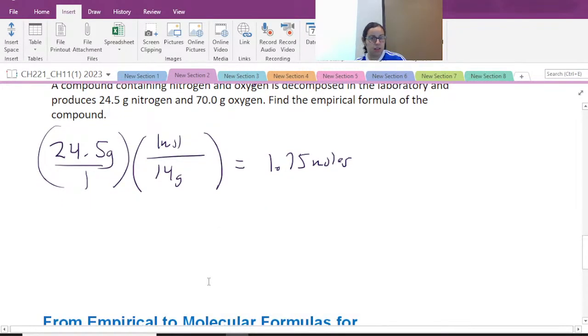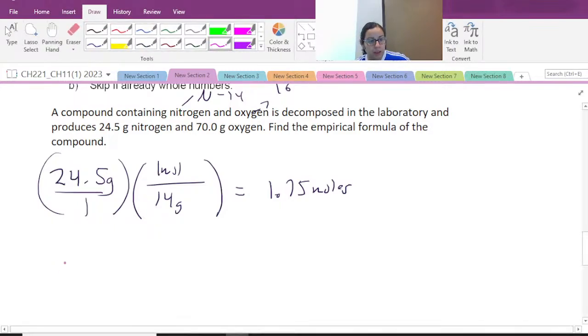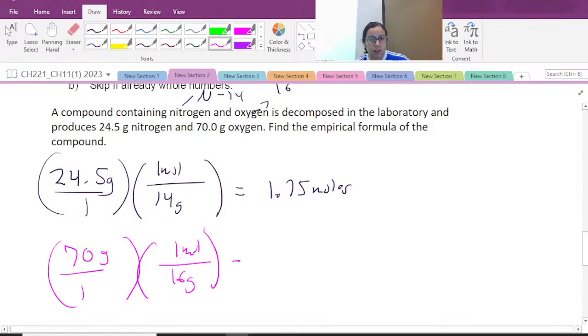Excellent. And then we'll repeat that for oxygen. And again, your number could vary slightly. So I'm going to use the rounded 16.